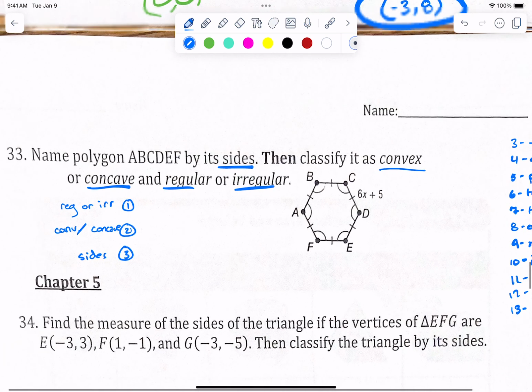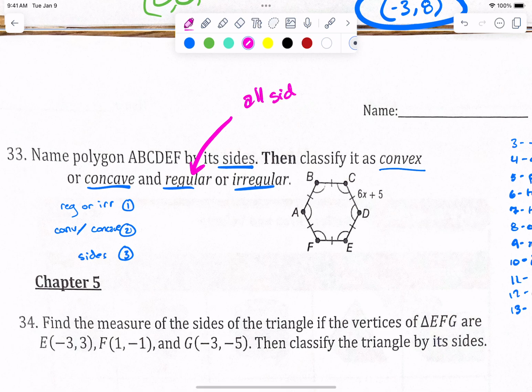All right, so do you remember what regular and irregular meant? What does it mean to be regular? All sides are equal and all angles are equal, okay? So are all these guys' sides and angles the same?